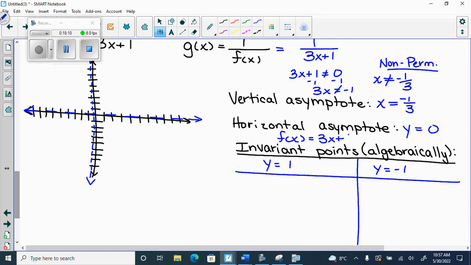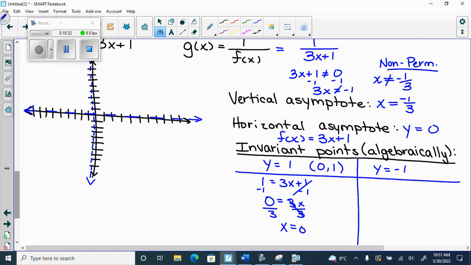And if it's invariant between this and the reciprocal graph, it means it doesn't change, so we could use either equation to solve. This one's easier, so I always choose this one. So I get 1 equals 3x plus 1. Subtract 1. 0 equals 3x. Divide by 3. X equals 0. So I know my one invariant point is at 0 and 1.